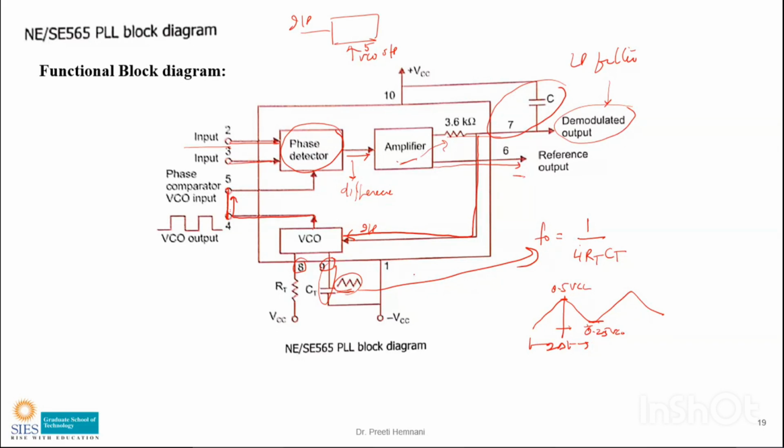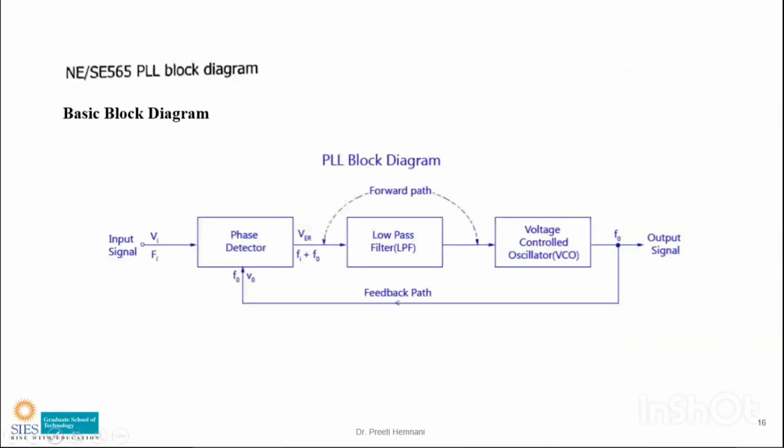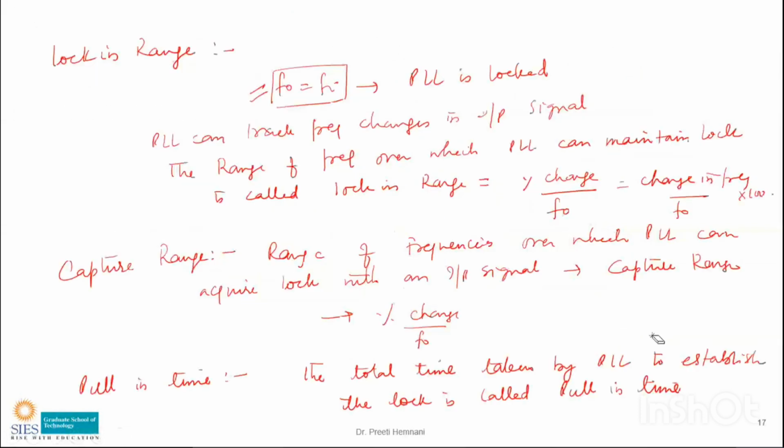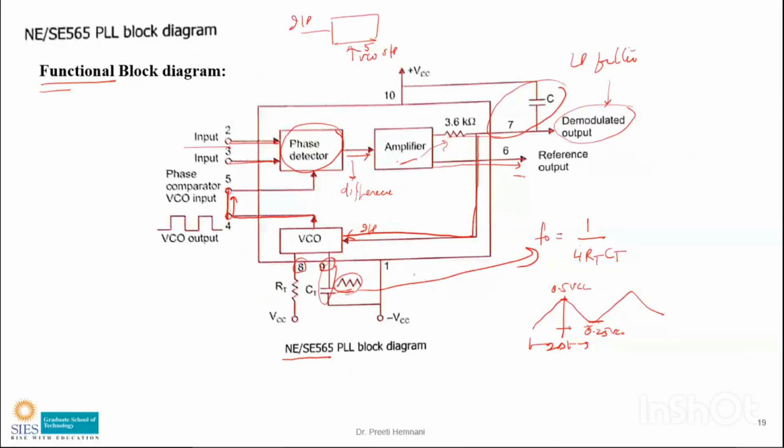Is the functional diagram clear? This is the NE 565. So this is the functional diagram. Remember that. And what I showed earlier was just a block diagram without any input pins and all. And this is the functional diagram. Any doubts in this?